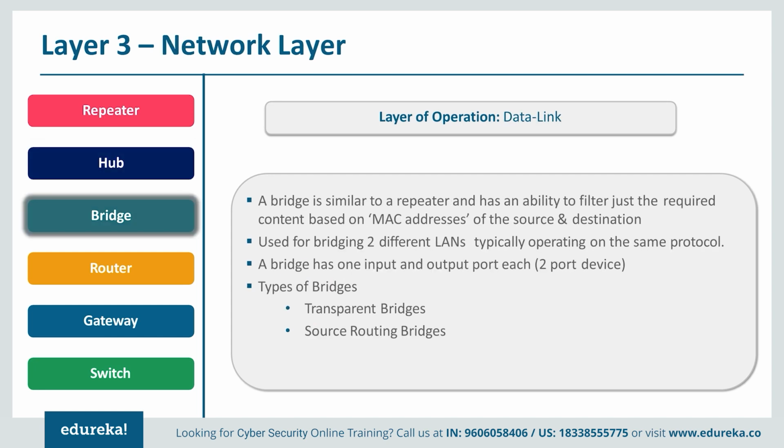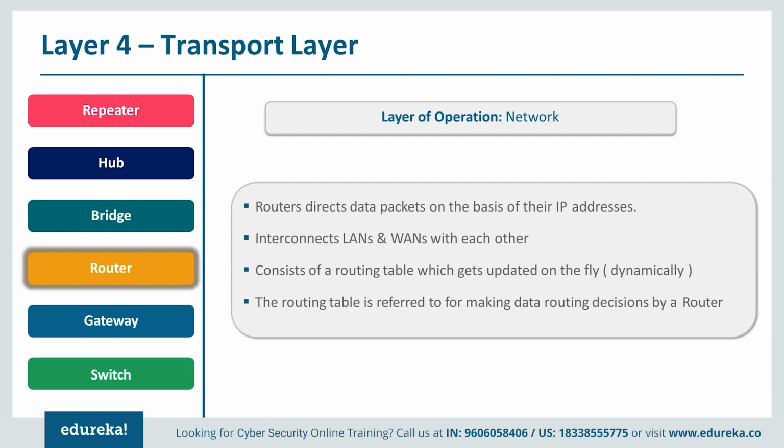A bridge is similar to the repeater and has the ability to filter content based on the MAC address. Router, it's a very important thing. It works on layer 3 and it is an intelligent device wherein it can make communication between two different networks. The switches, hubs, and repeaters work on a single network, a single subnet. They cannot communicate between networks. But the router is an intelligent one. It can communicate between multiple networks and also route traffic between multiple networks.